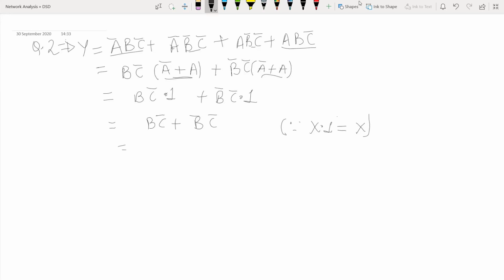Now what can we do? We can again take this C bar common. This is C bar into B plus B bar, which is again according to OR law. What is OR law?